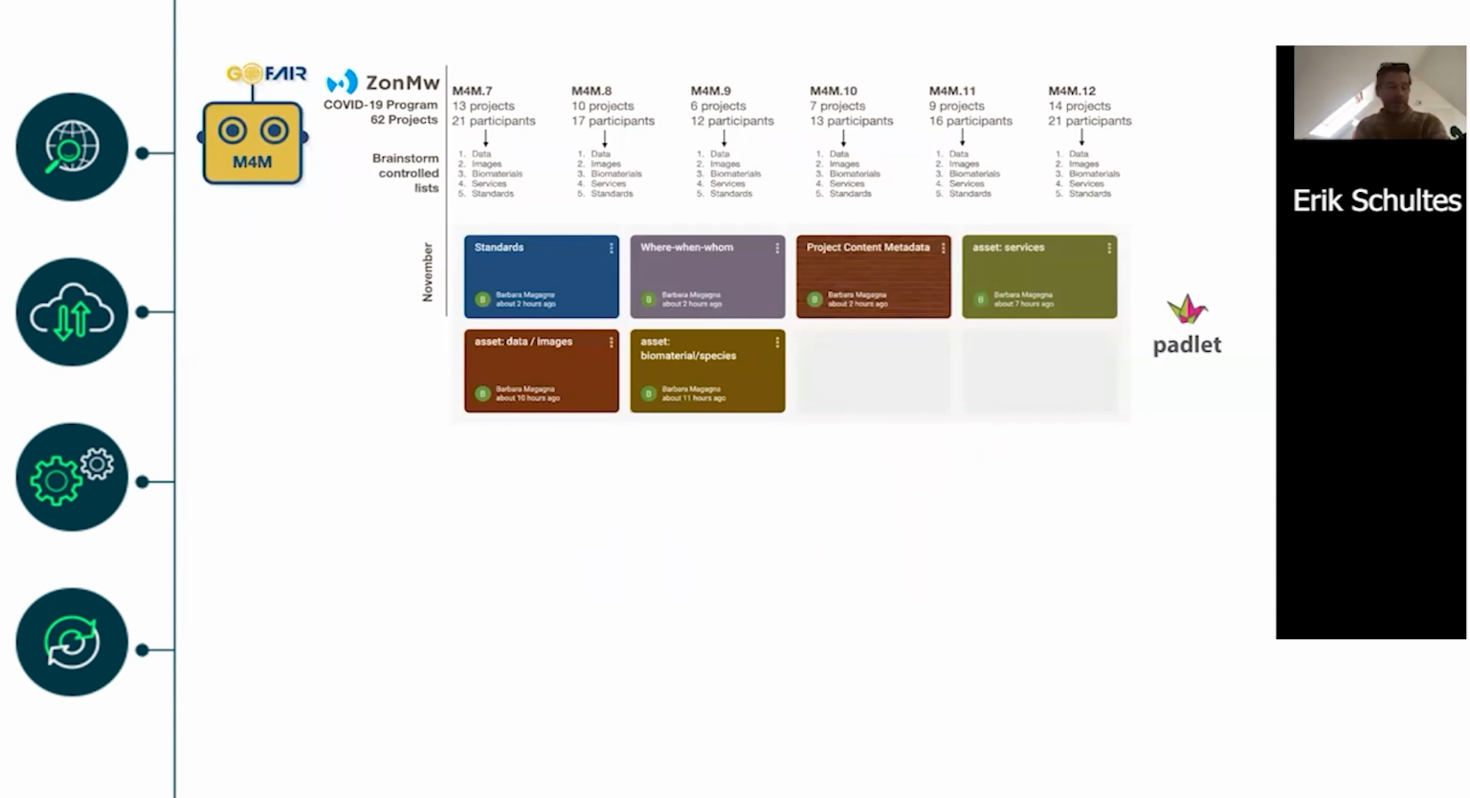The metadata for machines workshops that we launched for the ZonMw COVID program began last September, October, and it was really in November that we launched six metadata for machines workshops. We distributed the 62 research projects in the COVID program over these workshops, and you can see them listed there in terms of the number of people and number of projects. In each case, in these workshops in November, we had the research domain experts and a data steward help us brainstorm on what we call project assets.